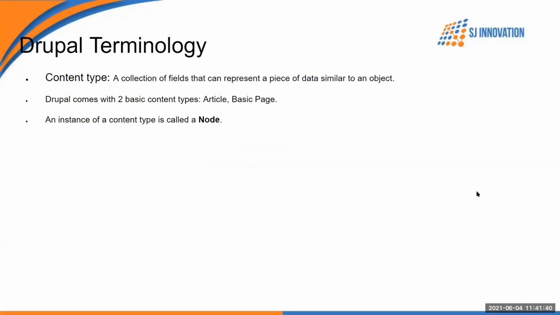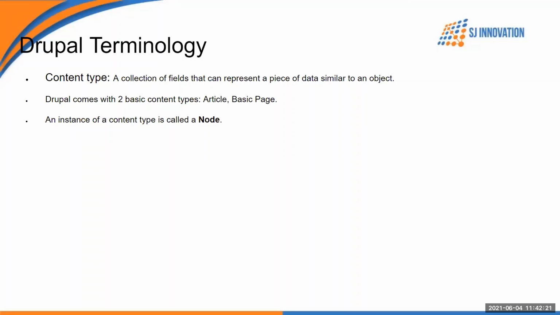Okay, so let's discuss some Drupal terminology. First of all, if you have worked with Drupal, you will very often come across this term called content type. So what is the content type? In the simplest terms, it is just the fundamental unit of content. It's just a piece of data that represents content, similar to an object. So if you have worked with classes, then content type is similar to a class, except that it won't have any methods, just properties. And those properties will be fields.